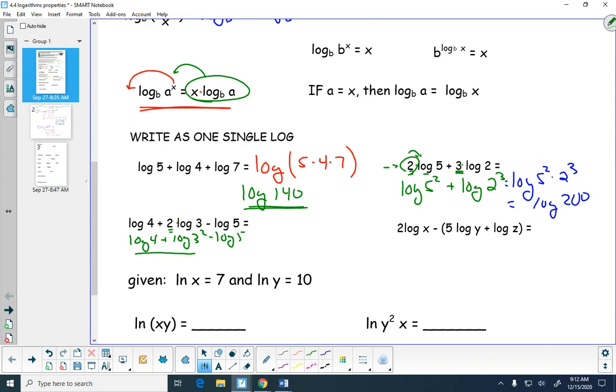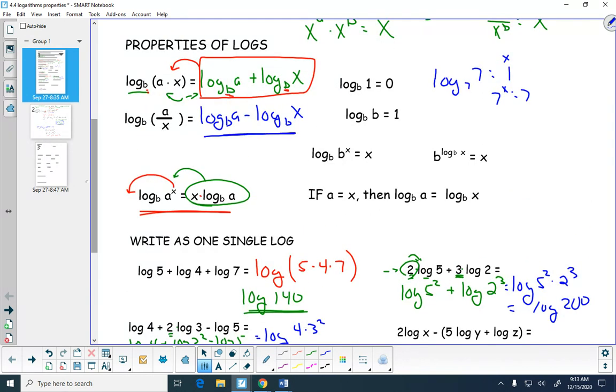Well, the two that are being added together, once again, we can utilize the property of multiplication. So we have the log of 4 times 3 squared. But the question is, what do I do with that subtraction of 5? Well, how do I incorporate the subtraction in our properties?